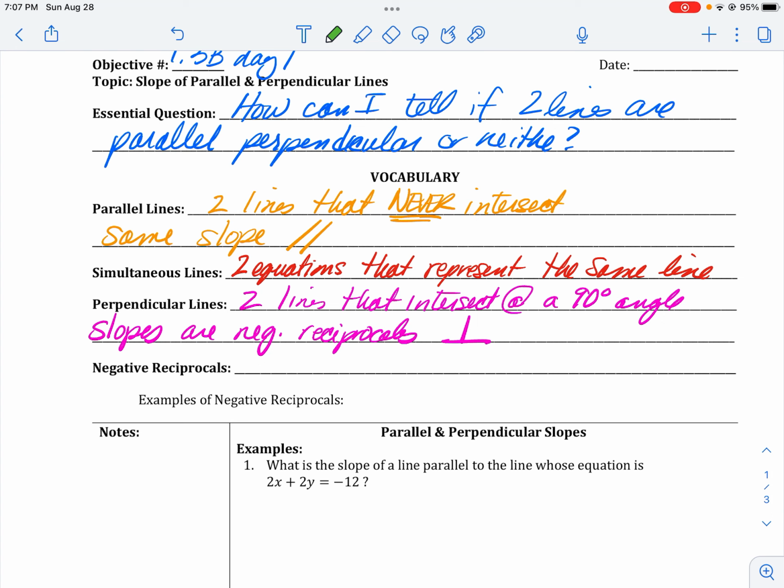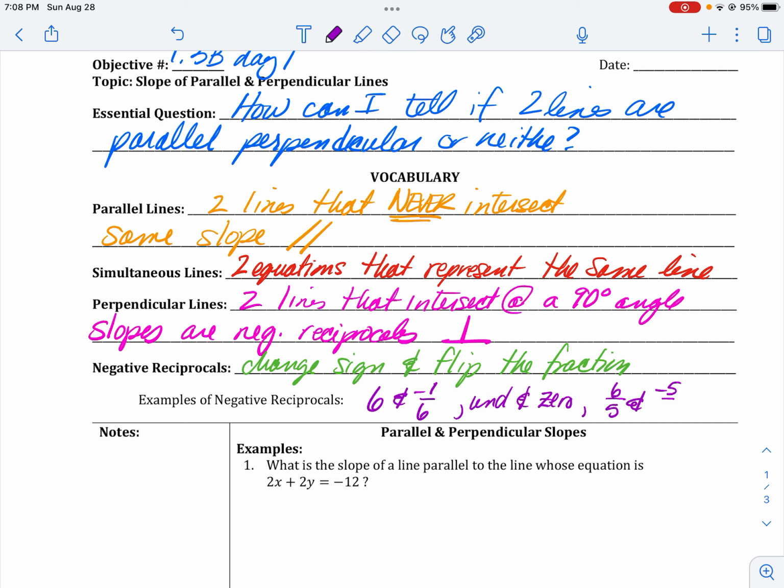Recall that negative reciprocals, you change the sign, so from negative to positive or positive to negative, and flip the fraction. So some examples would be 6 and negative 1/6, undefined and 0 slope, and 6/5 and negative 5/6. Those would be some examples of negative reciprocals.